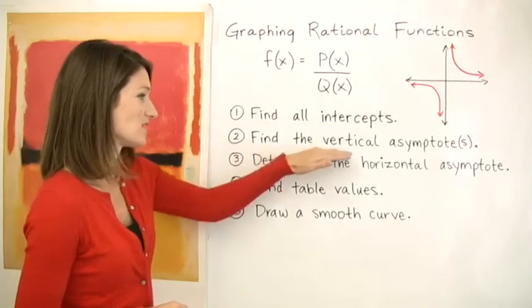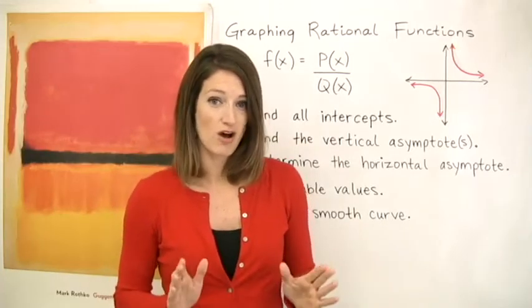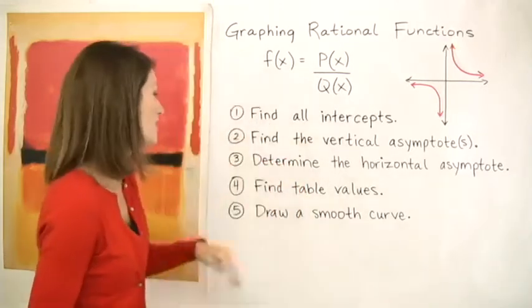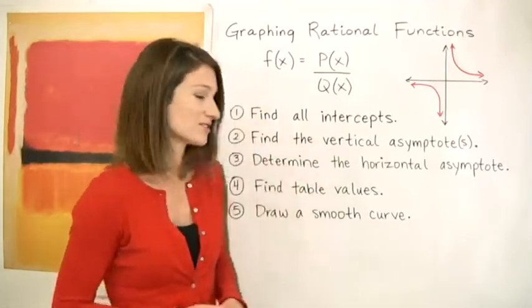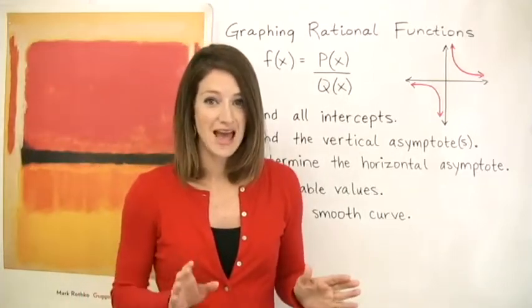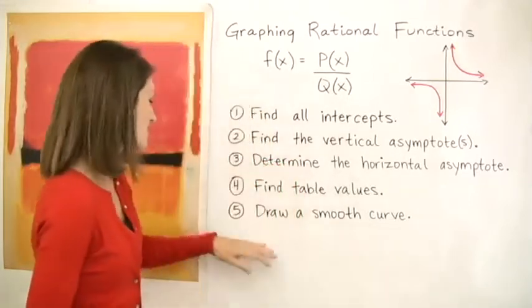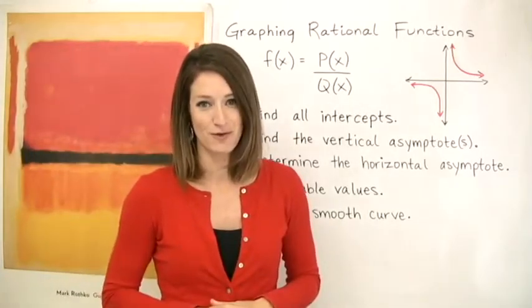The second is to find the vertical asymptotes. So there may be just one, there may be 2, but we have to find all of them, and that'll help you graph. The third is to determine where the horizontal asymptote occurs. The fourth is to find a table of values, and that'll help fill in the gaps and help you graph. And the last step is to draw a smooth curve through all of the values that you found.